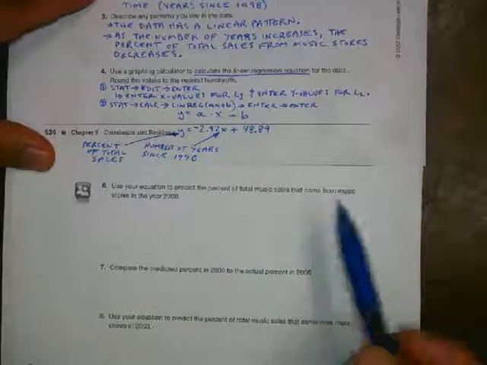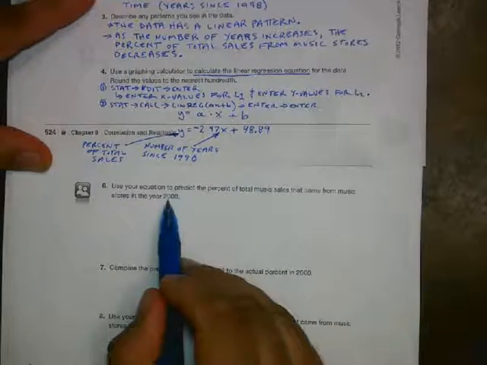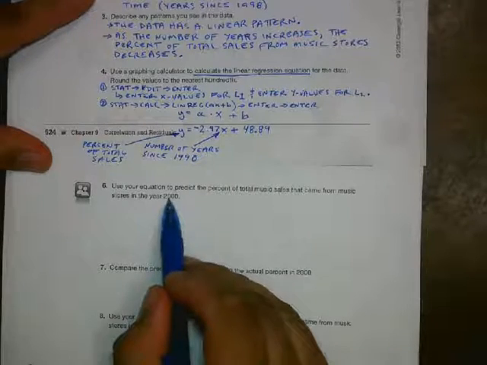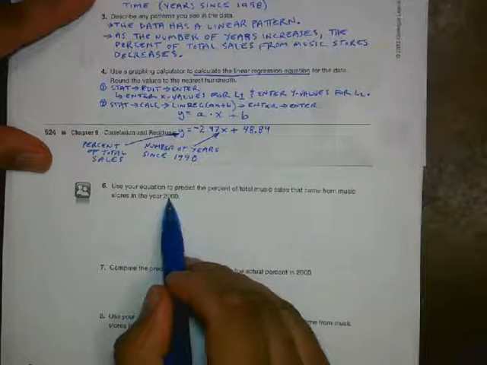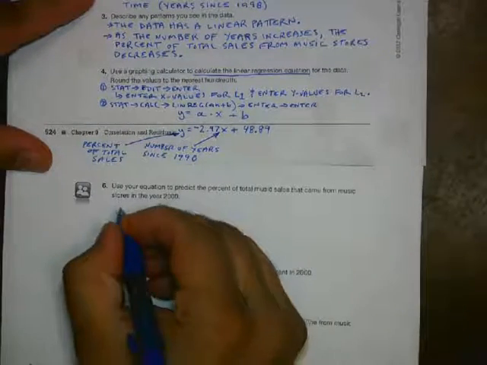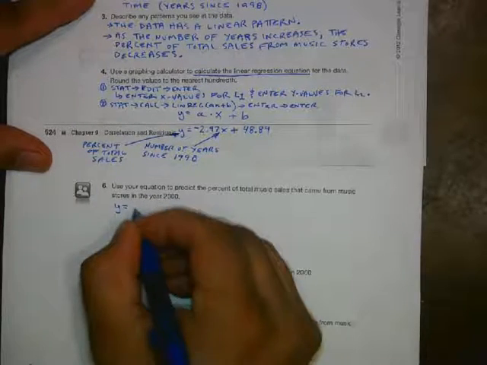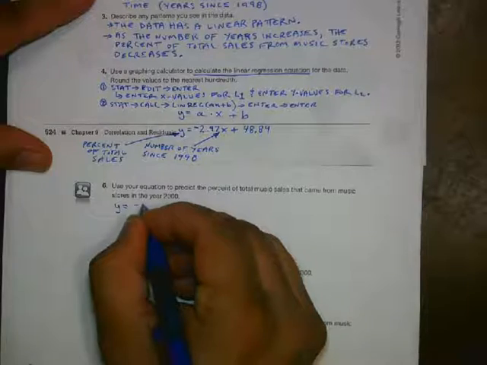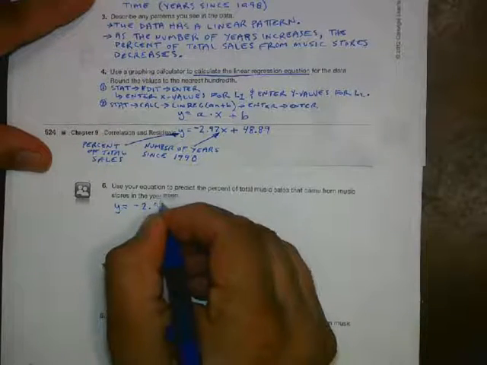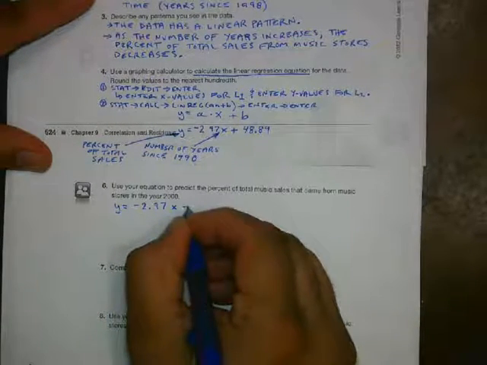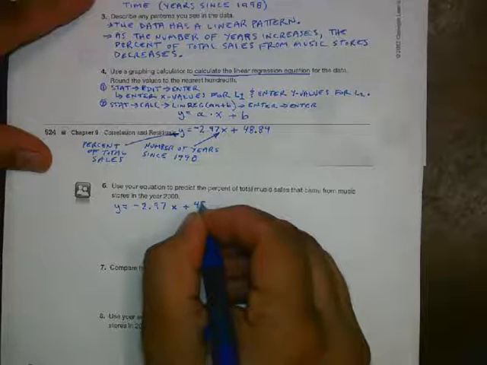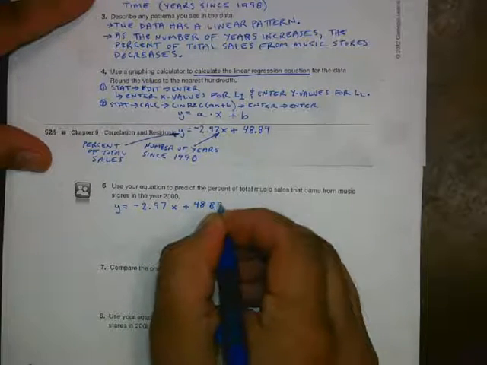So our rate right here, the negative 2.97, our y-intercept, where they started off in 1998, we got 48.89, and this here is using linear regression. So they want us to do it for the year 2000. So what we'll want to do here is first write out the equation that we're using. We want to go y equals negative 2.97x plus 48.89.